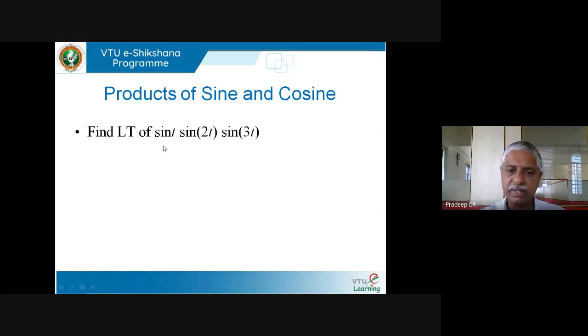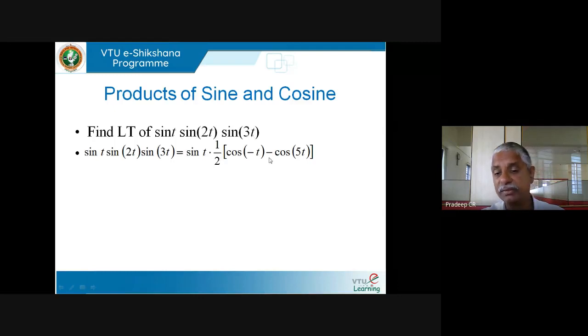So let us start with this: sin t, sin 2t, sin 3t. The product of these, its Laplace transform is what I want to find. So let us use the formula. If you have two sines, use the formula. I'll keep sin t as it is and use the formula for sin 2t sin 3t. Sin 2t sin 3t is half of cos of (2t minus 3t), which is minus t, minus cos of (2t plus 3t), which is 5t. So sin t sin 2t sin 3t is nothing but sin t into half of cos of minus t minus cos 5t.